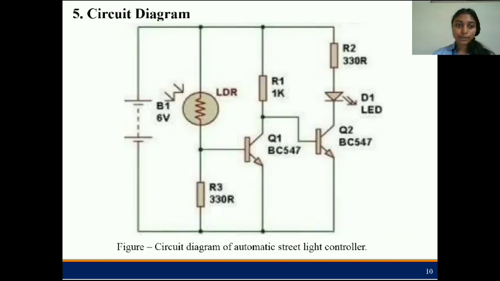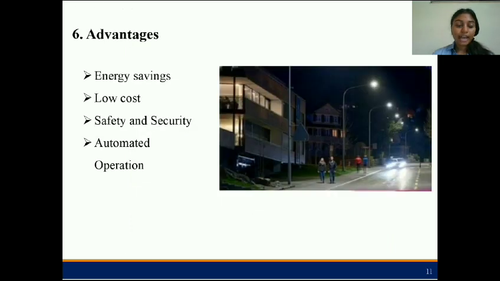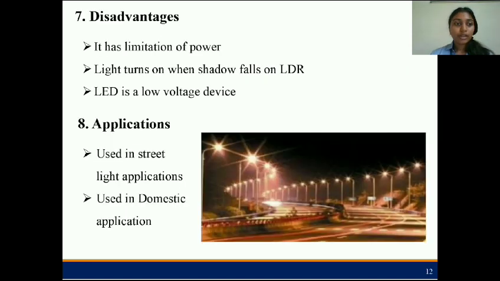And here is the circuit diagram representation. Advantages: energy saving, low cost, safety and security, automated operation. Disadvantages: it has limitations of power. Light turns on when the shadow falls on the LDR. LED is a low voltage device. Applications: it is used in street light applications and domestic applications.